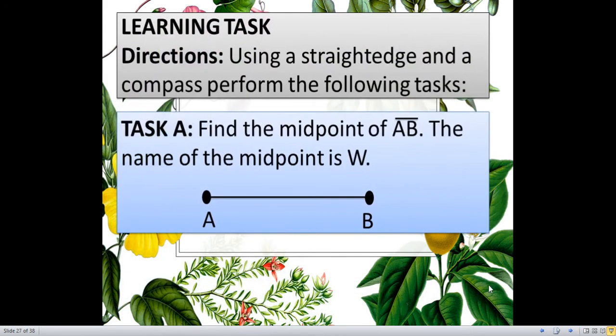So here is the learning task again. For the learning task, you need to use a straight edge and a compass to perform the following tasks. You just need to follow the step-by-step process that I showed a while ago. For task A, find the midpoint of line segment AB. The name of the midpoint is W. And for the other points, you can name them on your own.